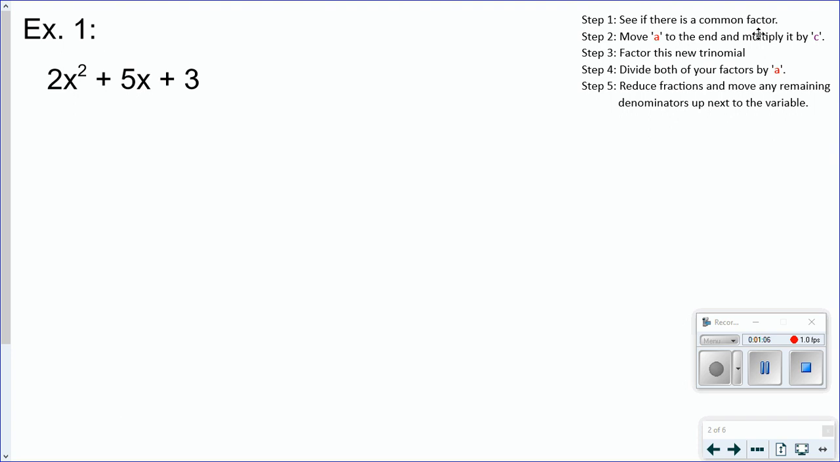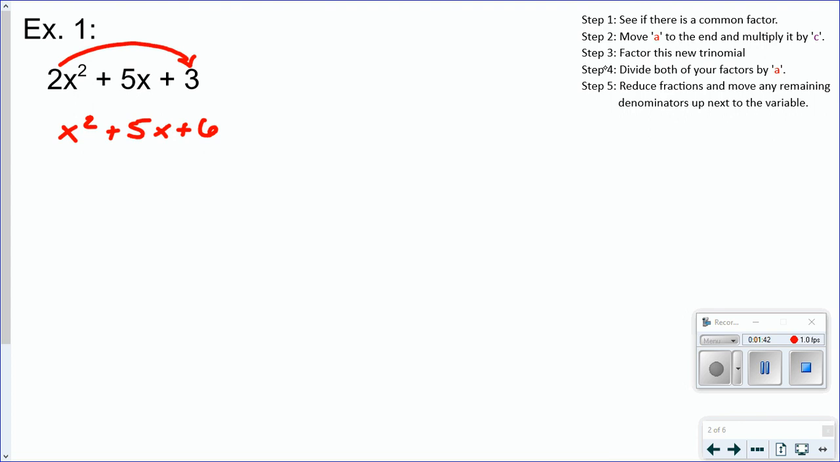So step 1 says, see if there's a common factor. Is there anything we can factor out of this before we start? And the answer is no. So we're going to move to step 2. Step 2 says move a and multiply it by c. So we're going to take a, that's the coefficient of x squared, and we're going to move it to the end, and we're going to multiply it times this last term, c. So we're going to multiply 2 times 3, and the 2 is going to go away. So that's going to leave us with x squared plus 5x plus 6.